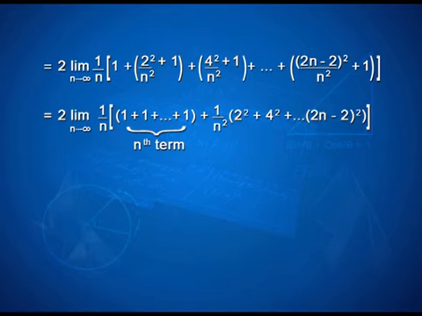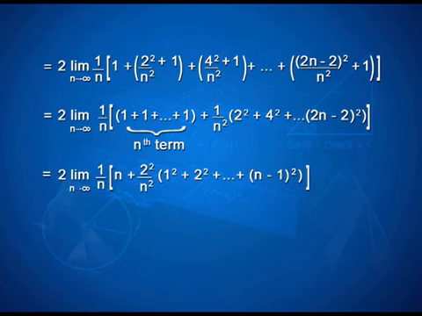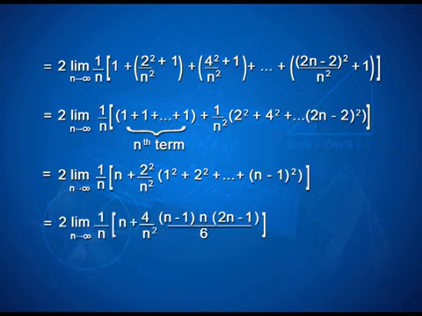And we get 2 into limit n tends to infinity of 1 upon n into [(1 plus 1 till n terms) plus 1 upon n square into (2 square plus 4 square and so on, plus (2n minus 2) whole square)], which can be written as 2 into limit n tends to infinity of 1 upon n into [n plus (2 square upon n square) into (1 square plus 2 square and so on, plus (n minus 1) whole square)], which is equal to 2 into limit n tends to infinity of 1 upon n into [n plus 4 upon n square into (n minus 1) into n into (2n minus 1) upon 6].